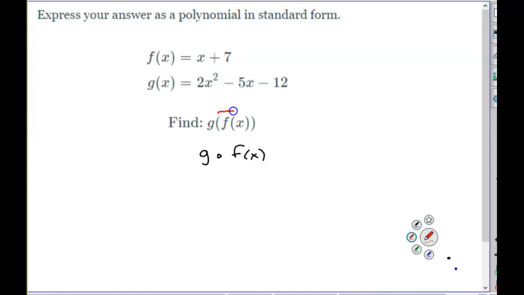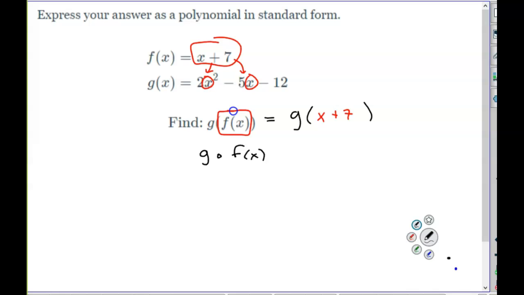What are we going to do? We have to take g of f of x. Well, what is f of x? It's x plus 7. And the way I like to think of it is whatever f is now going into the function g as my new input. Now, the one thing that's really interesting here, see how g has two values where it needs to have an input? So I'm going to put x plus 7 into both of those x's.